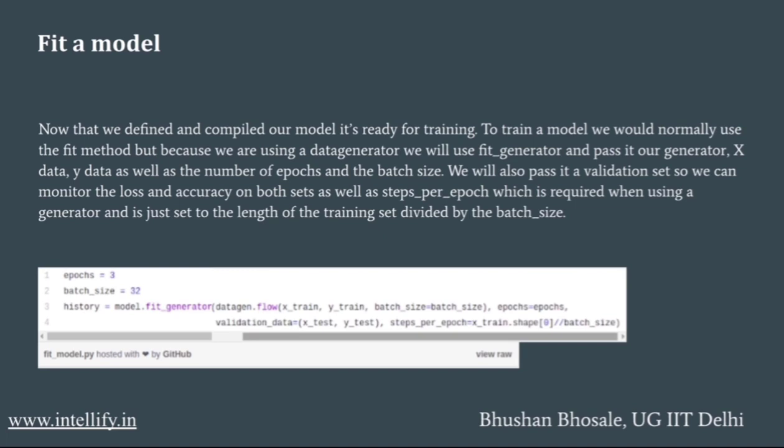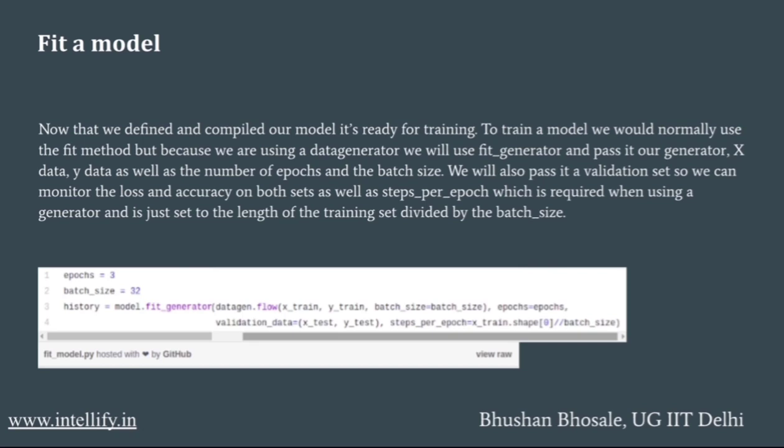Now how do we calculate steps per epoch? We calculate it by using the generator, and it is just set to the length of the training set divided by the batch size. First we define the number of epochs, that is 3, and the batch size is 32.